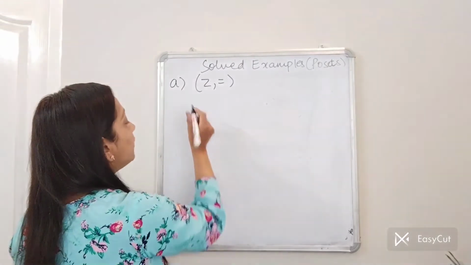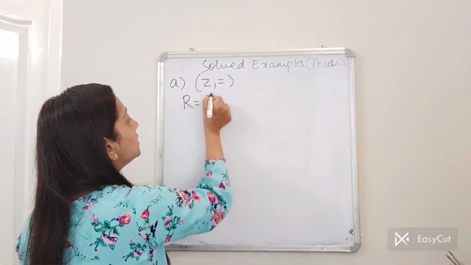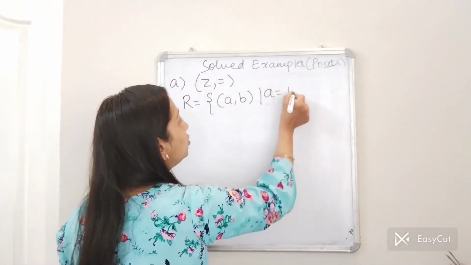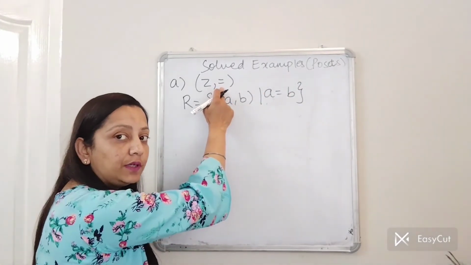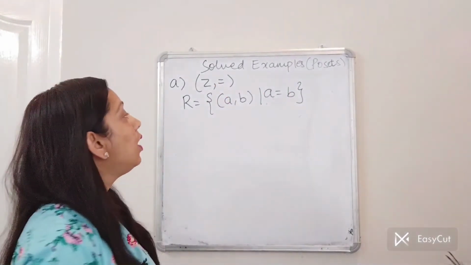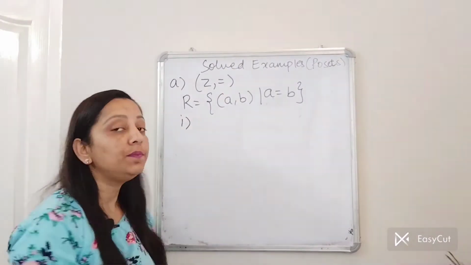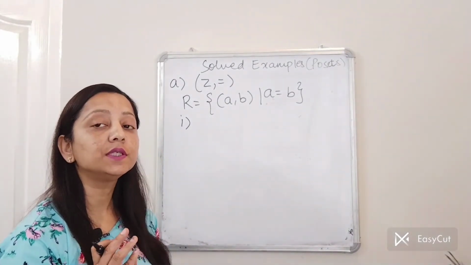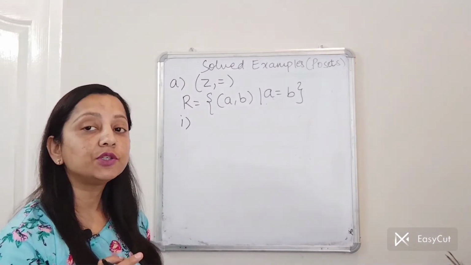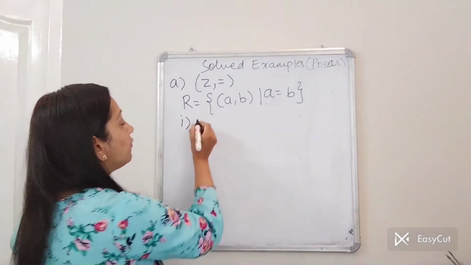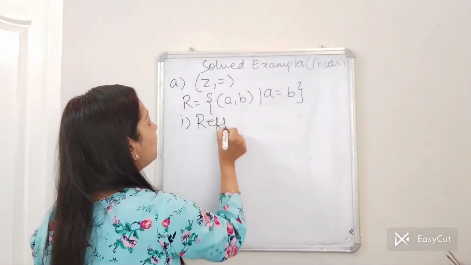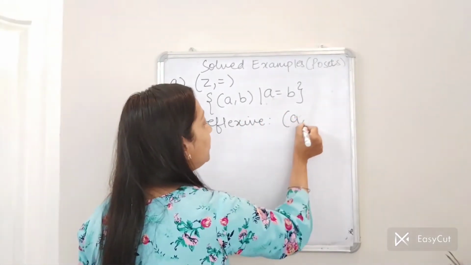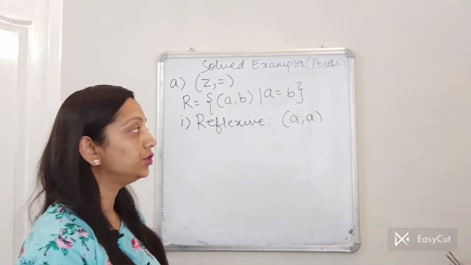The relation set consists of ordered pairs AB such that A equals B, because this is the criterion for the relation to be formed here. I know that R will be a partial order if it meets 3 conditions: if it is reflexive, anti-symmetric, and transitive. First I'll see if it is reflexive or not. To be reflexive, an ordered pair AA must exist in the relation.